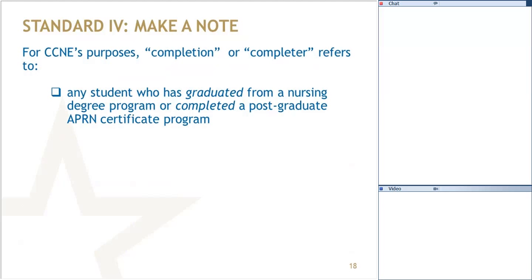So again, as we're moving along in standard 4, just something to keep in mind, we often get this question: what does CCNE mean by completion or completer? Many of you, I'm sure, are aware that when the current 2013 standards went into effect, CCNE for the first time began accrediting postgraduate APRN certificate programs. And so for the purpose of the standards in the 2013 as well as the 2018, which we're addressing today, CCNE's chosen to use the word completion or completer because students graduate from a nursing degree program or they've completed a postgraduate APRN certificate program, but it is also correct to indicate that someone who has graduated is also a completer or has completed the program.